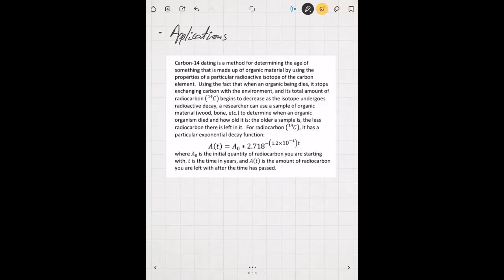Let's now go and explore an application problem, and in particular an application problem that's one of the most common uses of exponential modeling. Carbon-14 dating is a method for determining the age of something that is made up of organic material by using the properties of a particular radioactive isotope of the carbon element.